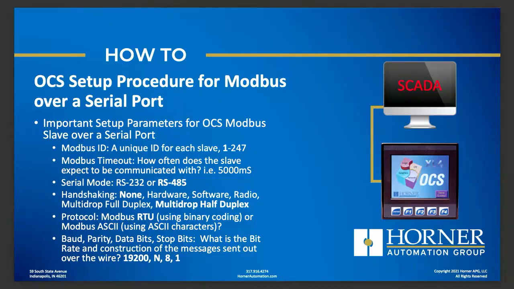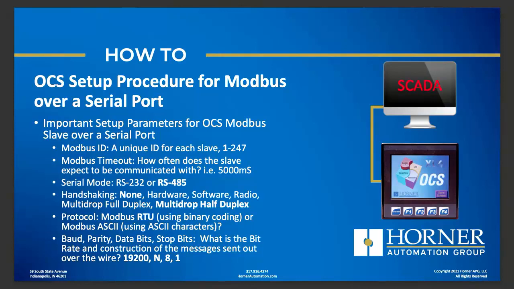Okay, let's start with a Modbus ID. When you're talking about Modbus serial, every Modbus slave must have a unique ID numbered between 1 and 247. If you're talking about a point-to-point connection between a master and a single slave, certainly slave ID of 1 is going to be the most common, but it doesn't have to be the only one that's used.